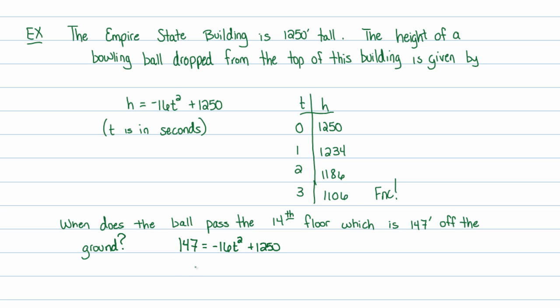Okay, so here we have a quadratic equation I could solve by subtracting 1250 from both sides. I get -1103 equals -16t squared. Just make sure that's right, yeah. Okay, and then divide both sides by -16. You'll get t squared is equal to 1103 over 16. And then you take the square root of both sides. Remember, when you take the square root of both sides, you get a plus or minus.